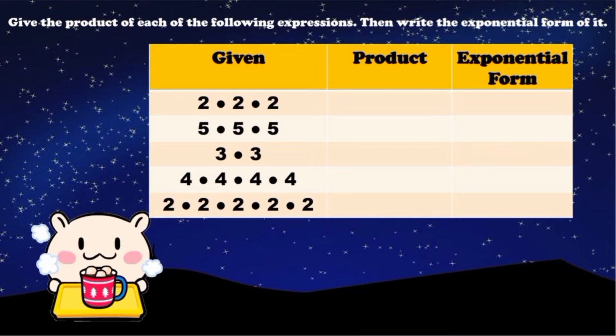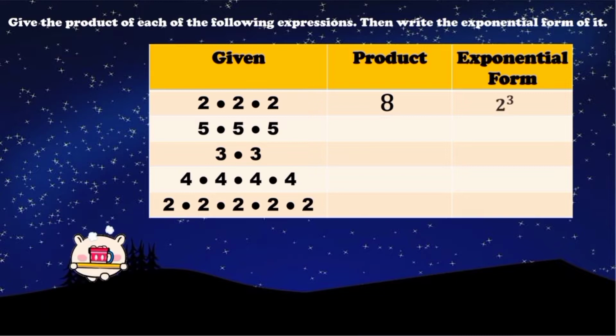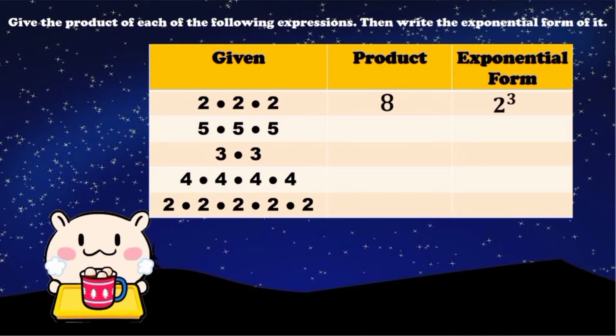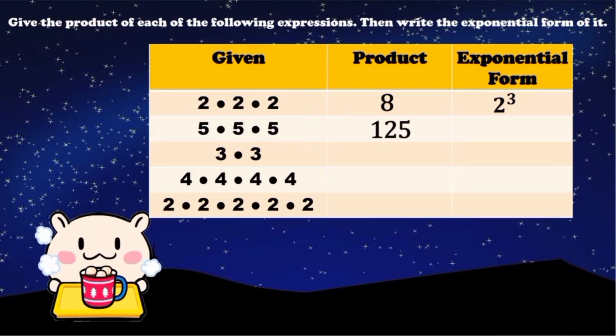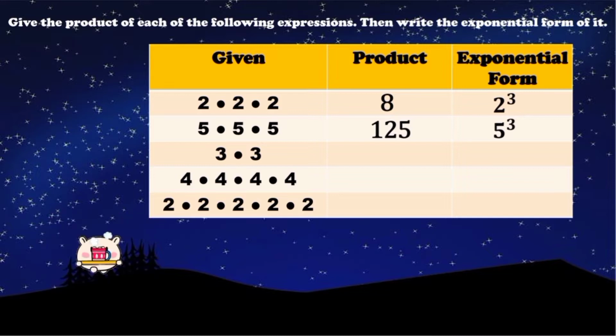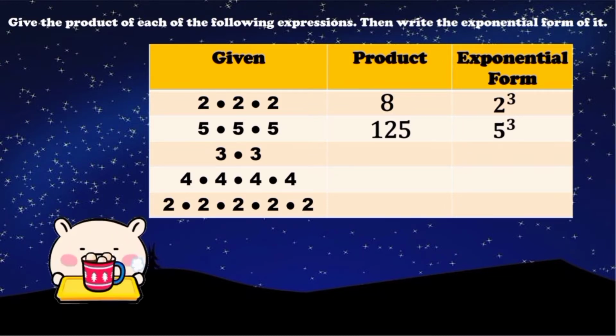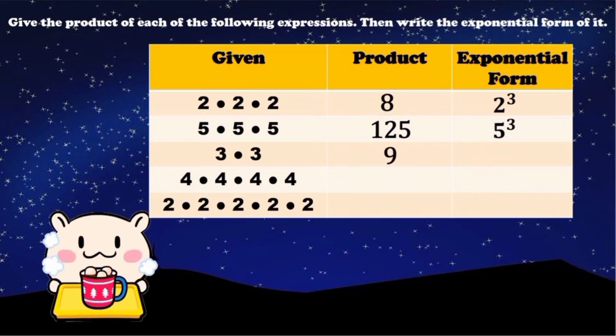2 times 2 times 2 is equal to 8. In exponential form, we have 2 cubed. Example number 2. 5 times 5 times 5 is 125. In exponential form, we have 5 cubed. Example number 3. 3 times 3 is 9. In exponential form, we have 3 squared.